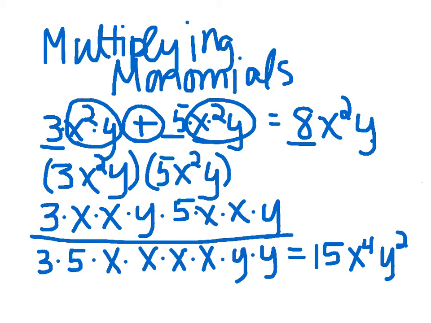If you just take a minute to step back and think about this, you can see that you didn't even really have to expand it. You can see that 3 times 5 is 15. I've got x to the second and x to the second. That means I've got a total of x to the fourth. And although there's no exponent there, that makes that y to the second.